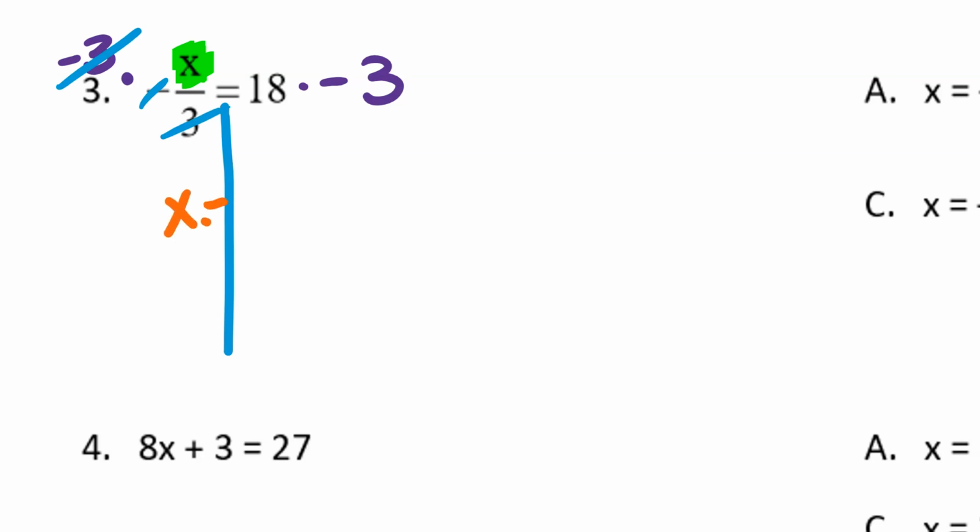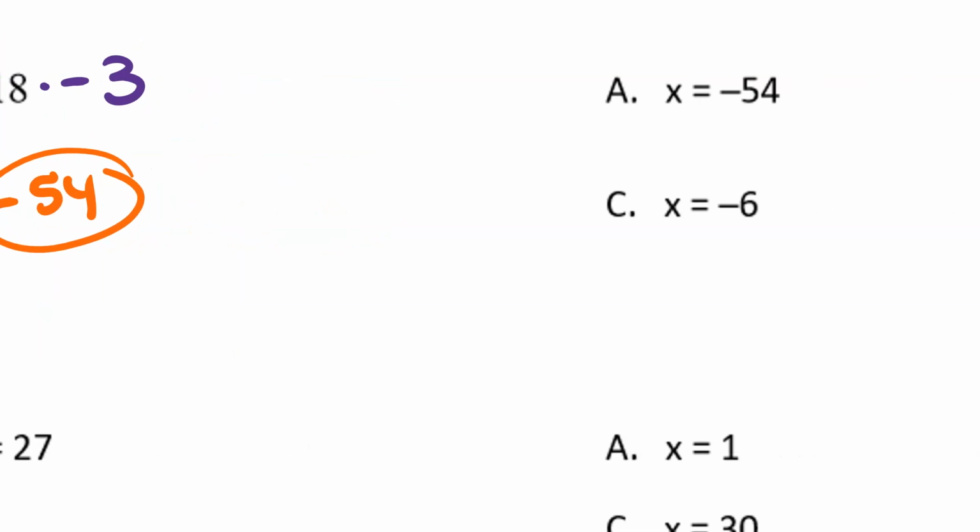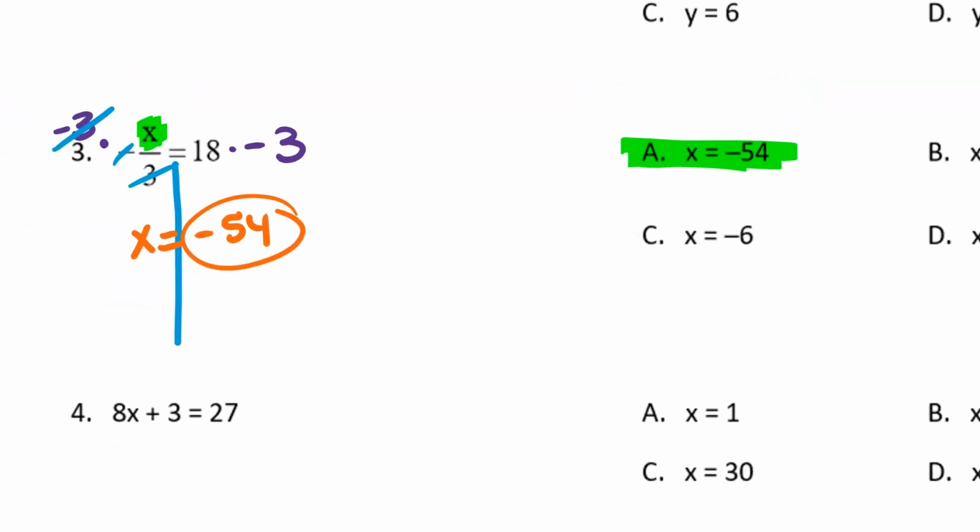Then I have x equals, and then 18 times -3. I got to do that in my calculator. It's -54. So that would be answer choice A. So I would pick answer choice A on number 3.